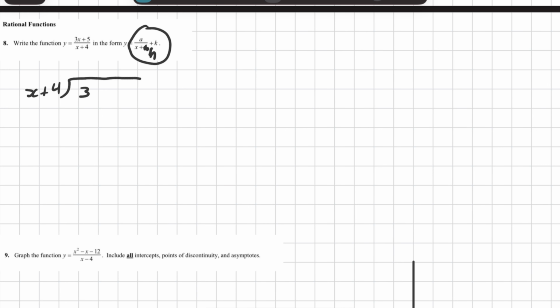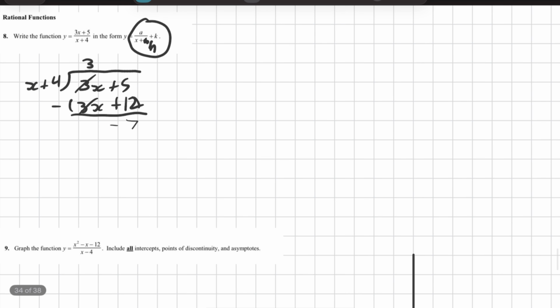So let's write out the 3x plus 5. X goes into 3x 3 times. 3 times 4 is 12. These are going to cancel out. 5 take away 12 is negative 7, and that's your remainder. So we have negative 7 over x plus 4.